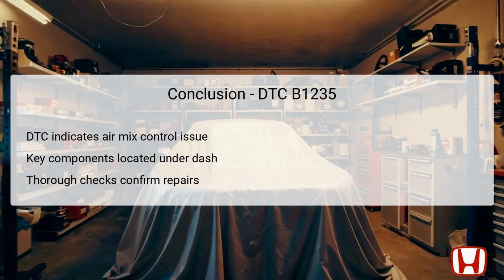Identifying the affected components, which are primarily situated under the driver's dashboard, is essential for effective troubleshooting. The diagnostic process unfolds through a series of systematic checks tailored to confirm continuity and identify any wiring faults. Upon successful execution of these troubleshooting steps, technicians can address any identified issues and verify repairs through further testing. Ultimately, addressing DTC B1235 is integral to restoring optimal climate control functionality, ensuring a more comfortable and safe driving experience for vehicle occupants.